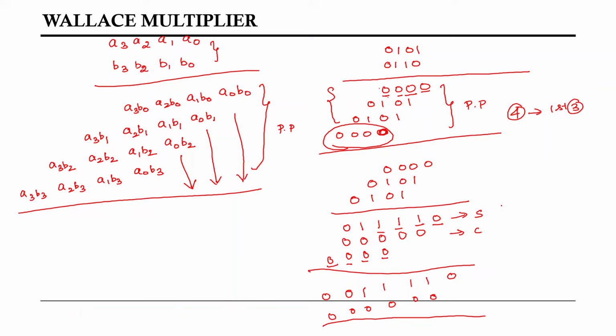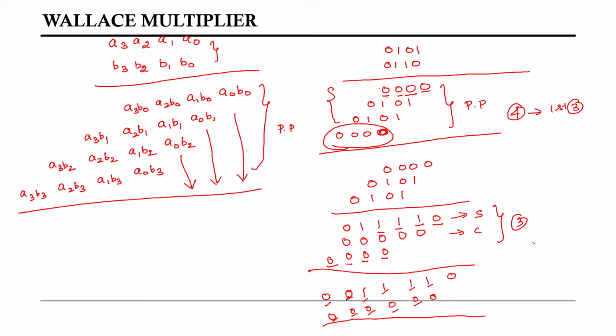In this stage also I have 3 inputs. By using a full adder, I will compute in parallel. 0, 0 comes over here. 1 plus 0, sum is 1 and carry is 0. 1 plus 0, sum is 1 and carry is 0. 1, 0, 0, sum is 1, carry is 0. 1, 0, 0, sum is 1, carry is 0. 0, 0, 0, sum is 0 and carry is 1. So I have 0, last 0.